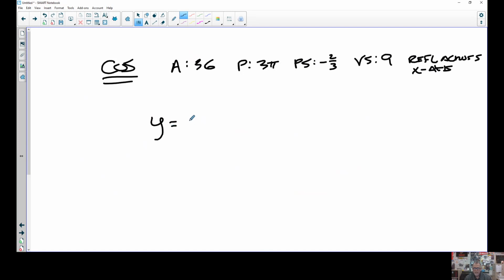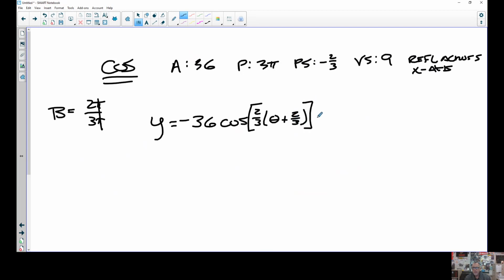Y equals, it's going to be a negative now because it's got a reflection, 3.6 cosine, my b value is 2 pi over 3 pi. So those cancel, leaving me a 2/3. And that's theta, it's a negative 2 pi over 3 phase shift, a left 2 pi over 3. So I'm going to do a positive 2 pi over 3 here, and plus 9 for my vertical shift. All right, that's what we're doing, guys. This today is just about reversing that process.